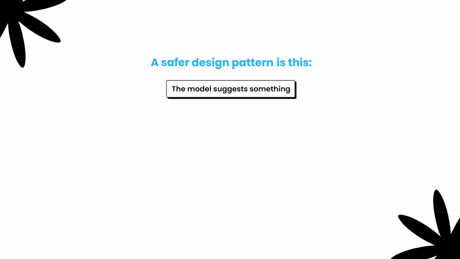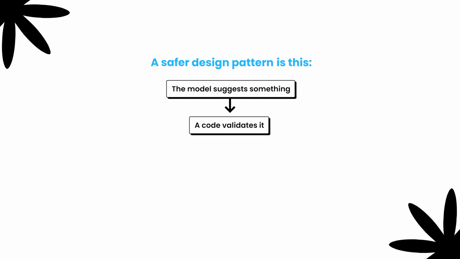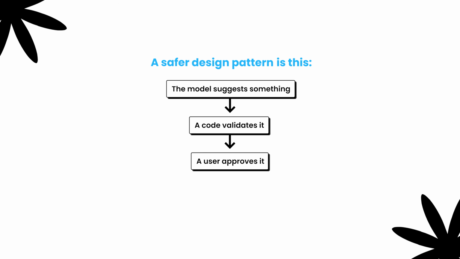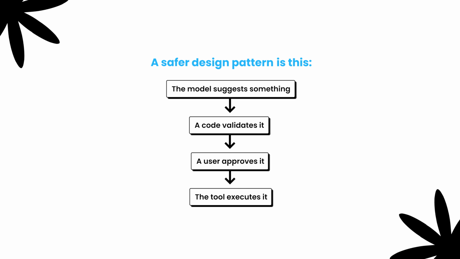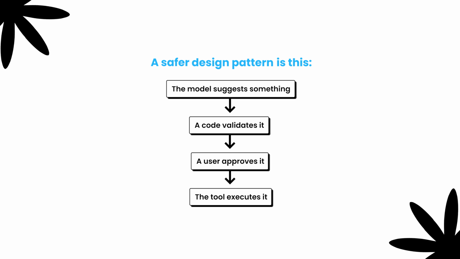A safer design pattern is this: the model suggests something, code validates it, a user approves it, and then the tool executes it. The validation step should be deterministic wherever possible. So always check ownership, check permissions, check whether the requested action is allowed, check whether required fields are present, check whether the user has confirmed the exact action, and then execute.